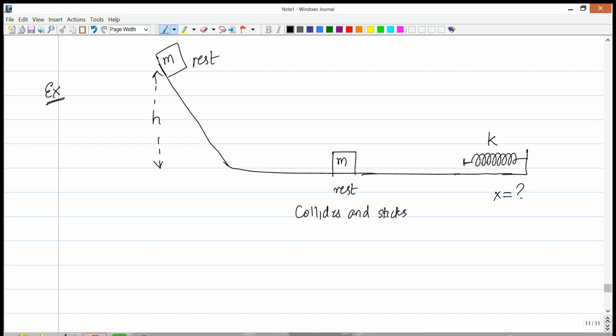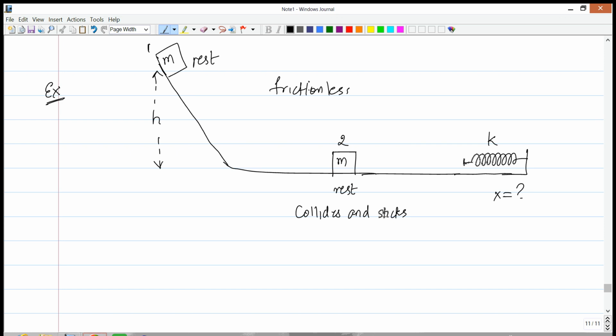Here's another problem. Now this problem is going to involve lots of things going on. So here, let's understand what's happening. There is a block of mass m. Let's call this block 1, and we have a second block here. So a block of mass m slides down a frictionless hill. So there, no friction anywhere.